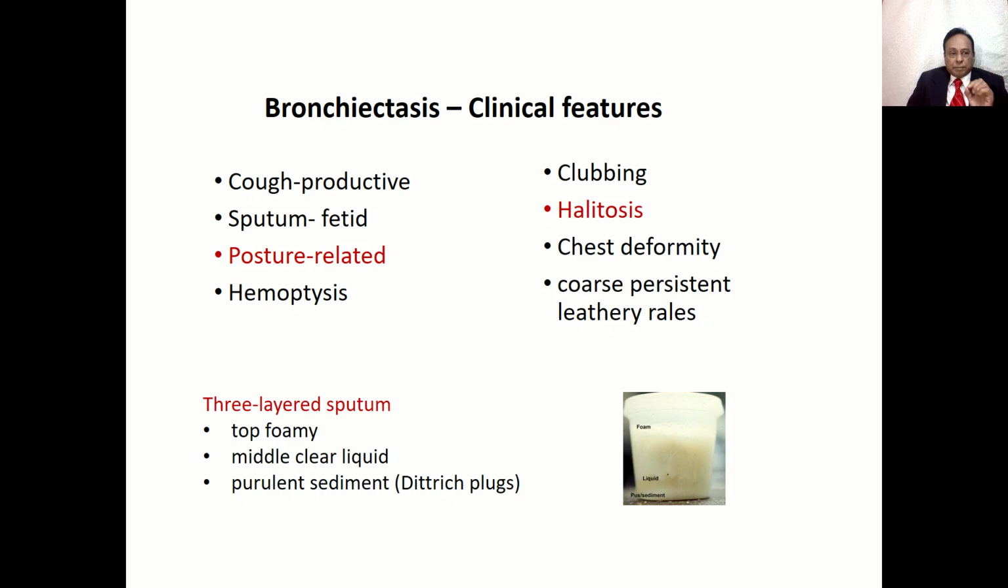The Dittrich plugs are nothing but crystals that contain a lot of debris, as well as bacteria and some fat and other things. It may be foul smelling also. Among the most important clinical features, in a bronchiectasis patient there may be halitosis, a smell from the mouth, and clubbing is a very important finding that I am going to tell you about. On auscultation, you can get coarse, persistent, leathery rales. That's also usually asked. Such coarse, leathery rales typically happen only in bronchiectasis.